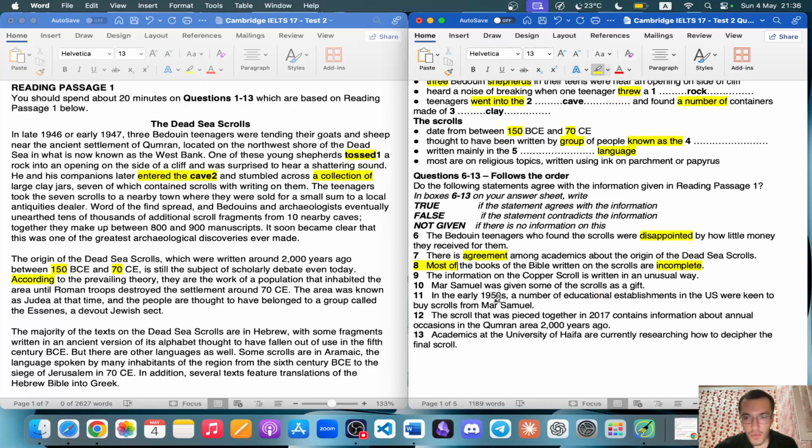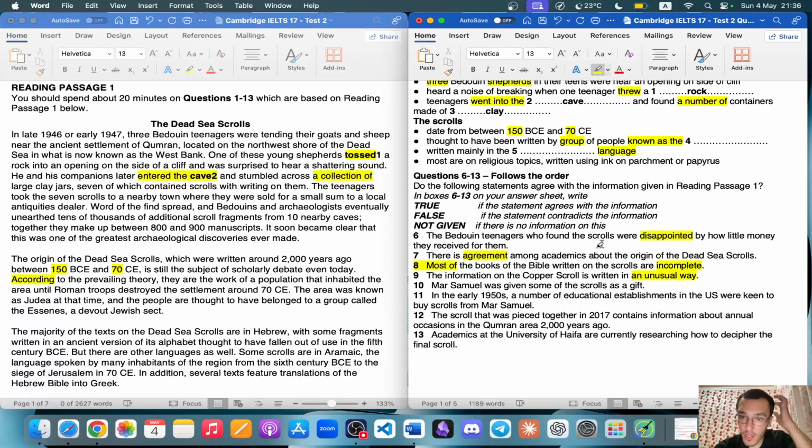The information on the copper scroll is written in an unusual way. Okay, and so on. So here, first of all, 7 of which contain scrolls with the writing on them. The teenagers took the 7 scrolls to a nearby town where they were sold for a small sum to a local antiquities dealer. Word of the find spread, and the Bedouins and archaeologists eventually unearthed tens of thousands of additional scrolls fragments from 10 nearby caves.